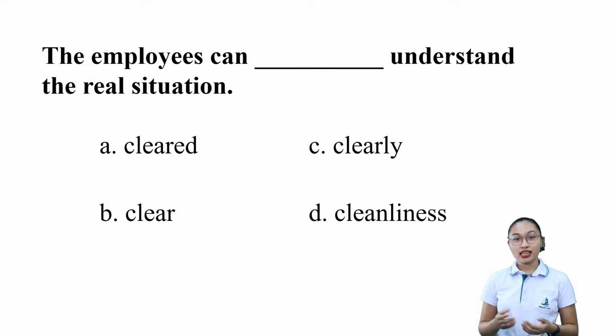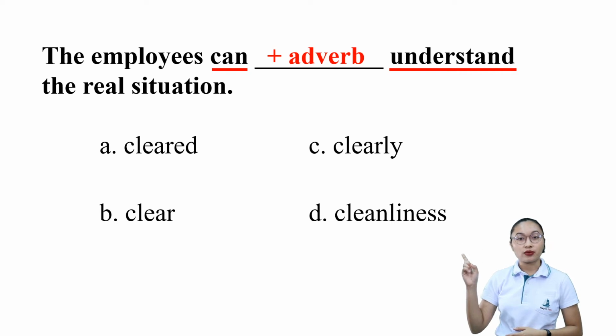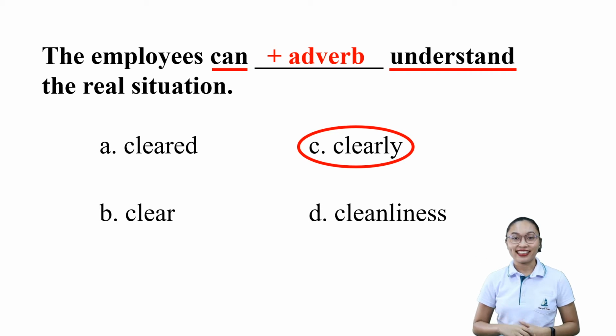The employees can blank understand the real situation. This is a tricky sentence. Let us use grammar clues. The word before the answer is can, a modal verb that must be followed by a verb. The word after the answer is understand. So the answer is a part of speech that can be put between a modal verb and a main verb. Only an adverb fits to be used. Therefore, the answer is letter C, clearly.